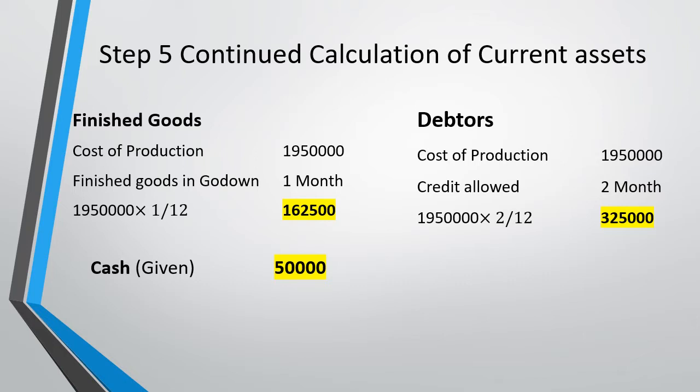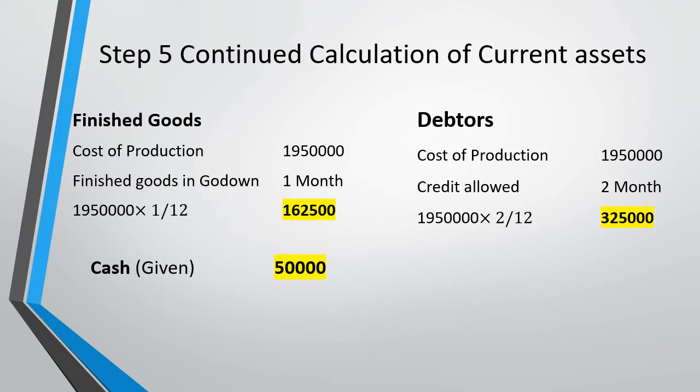Finished goods will remain in the godown for how many months it is? 1 month. So you have taken that 1 month. So it is 19,50,000 into 1 divided by 12. You get 1,62,500. So that is your finished goods.